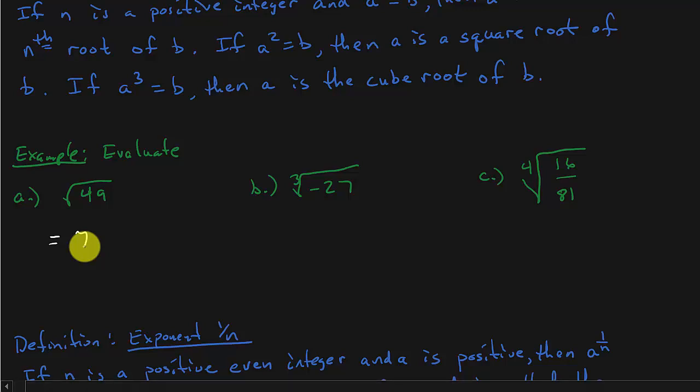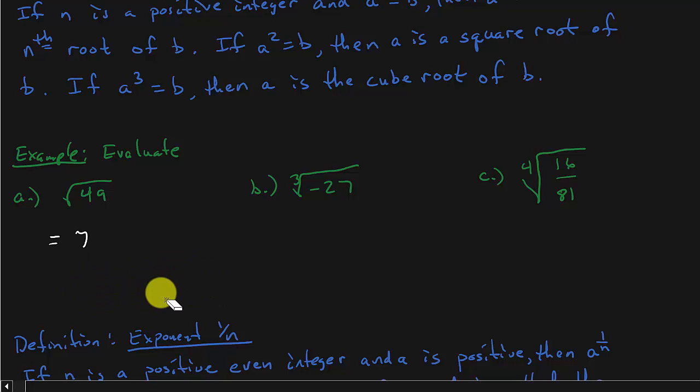Now, something I want you to think about: it says up here, if a squared equals b, then a is a square root of b. 7 squared is 49. Well, what about negative 7? If I square negative 7, I get 49 also. So would the answer be just 7, or would it be plus or minus 7? Well, the answer is just 7.